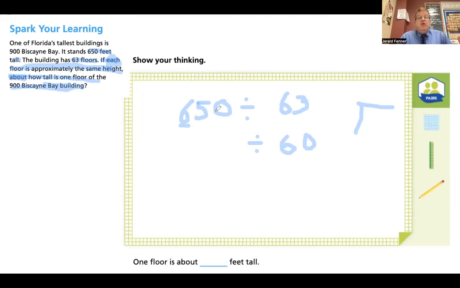Multiply 6 times what gives me 6? It's going to be 6. 6 is going to be my perfect estimate because it would be 600. So when I'm actually dividing this out, cross off the 0, cross off the 0. There's 1 0 that remains. And 6 divided by 6 is 1. So 1 floor is about 10 feet tall.